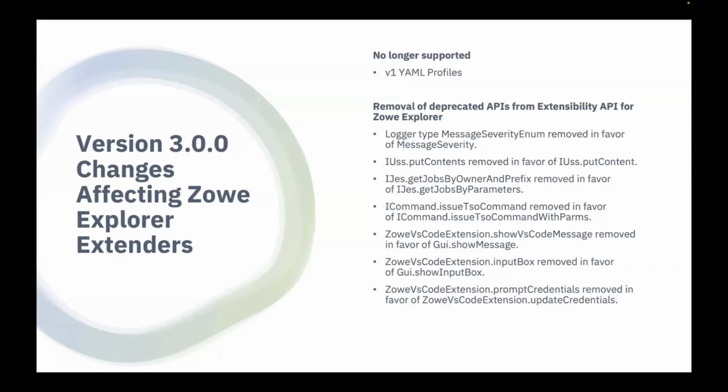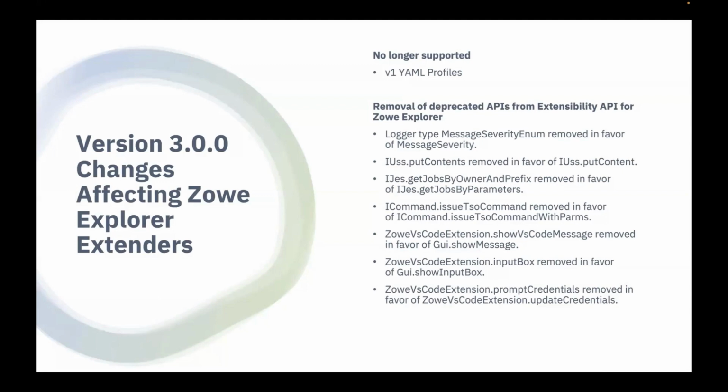The next topic I wanted to talk about is the changes in version 3.0 and our current pre-release that is available in Zowe Explorer for extenders. One of the main things is that version 1 YAML profiles are no longer supported. This was actually deprecated in version 2, but now it's no longer supported in version 3. Just a good heads up for that one. Another item is the removal of deprecated APIs from the Extensibility API for Zowe Explorer.